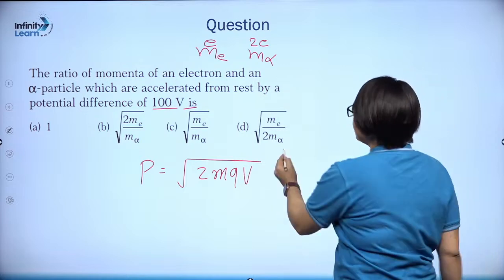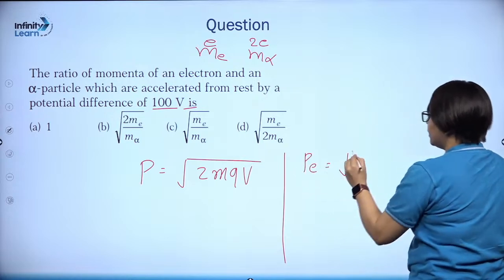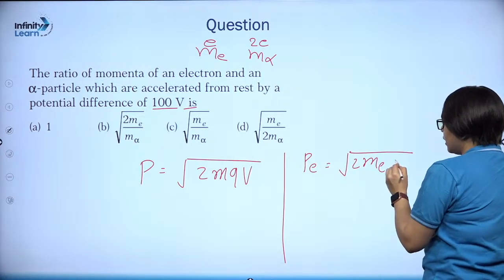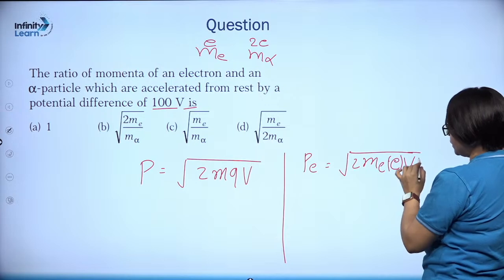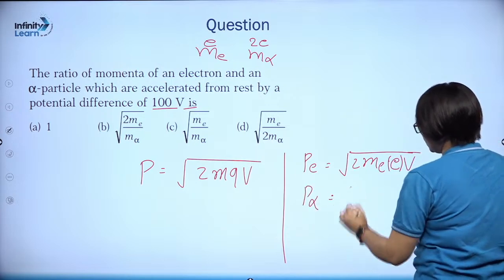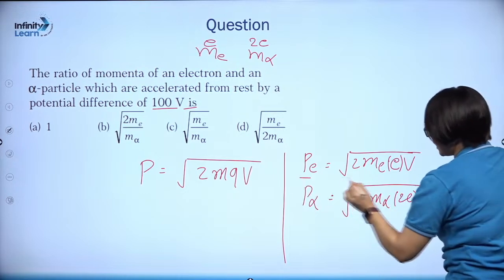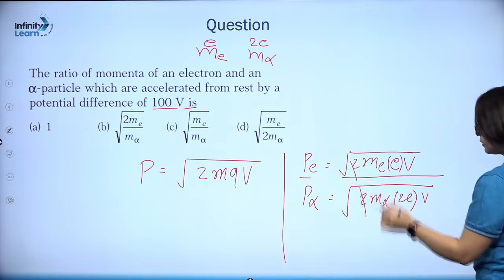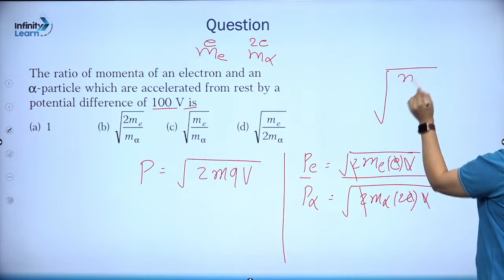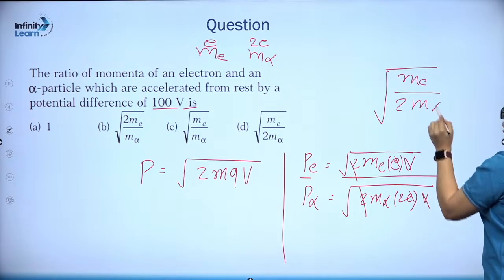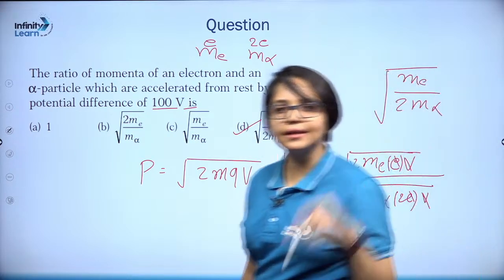So over here P of the electron is under root 2 m_e into e into V, okay? m_e is the mass of the electron, this e is the charge on the electron and V is the potential difference. P alpha is under root 2 m_alpha 2e into V. Cancel, divide this, cancel, cancel, cancel. So it is under root m_e divided by 2 m_alpha. Option D is correct. Okay, option D is correct. I hope it is clear, everyone.